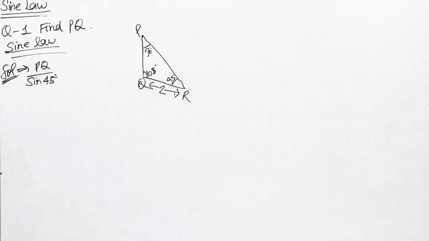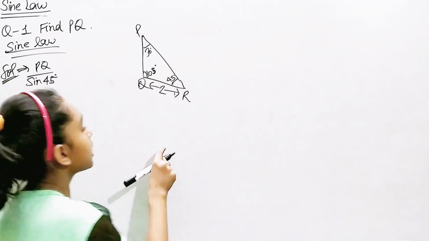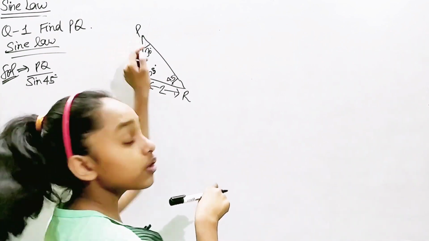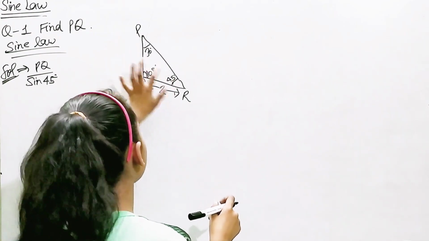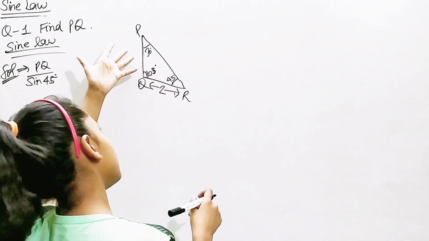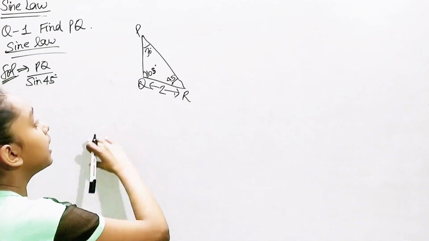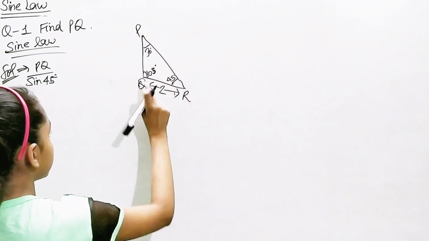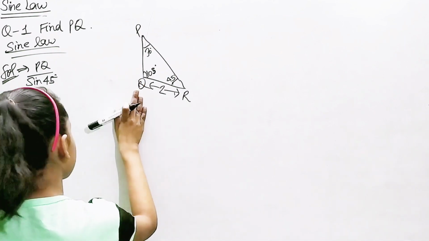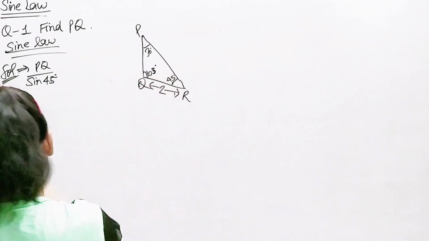Wait, is this wrong? No, this is not wrong. Let me tell you, it's the opposite one. The side opposite to the angle at P is 45 degrees, opposite to R is 30 degrees, and opposite to Q is 105 degrees, of course.